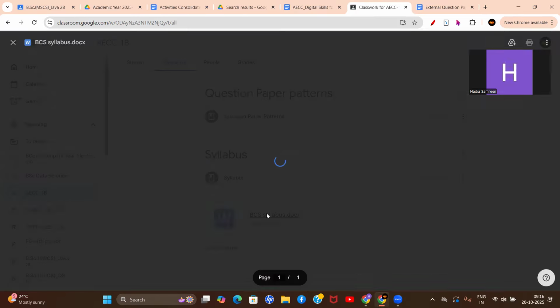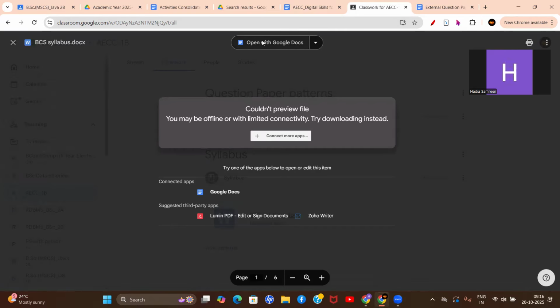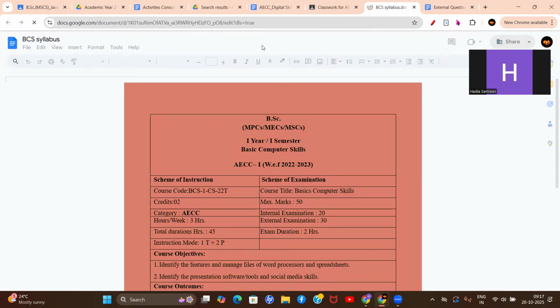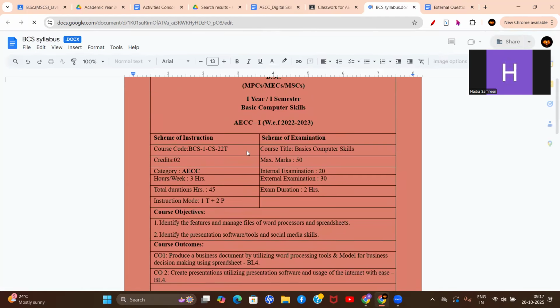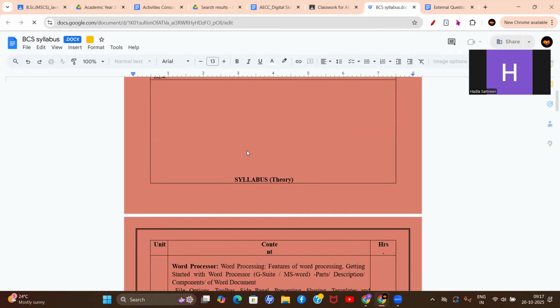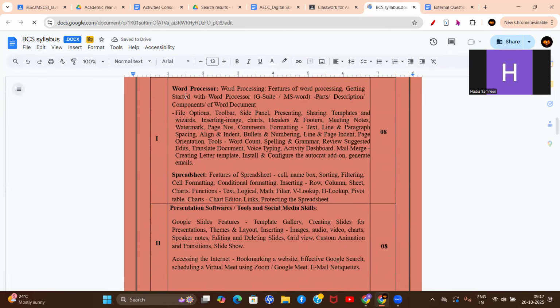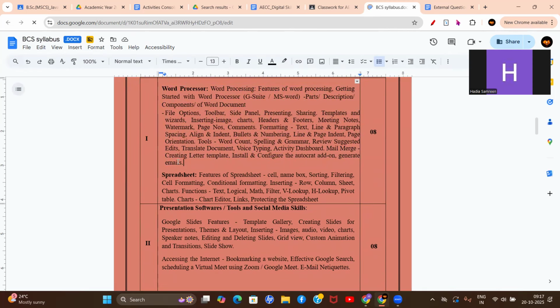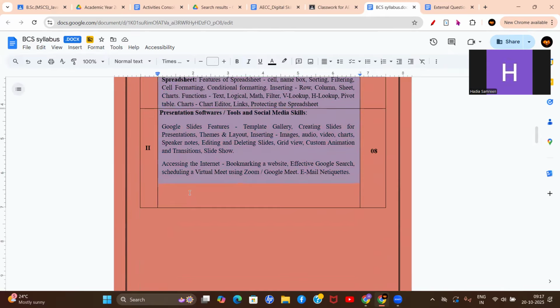So let's go to our syllabus. This is our AECC syllabus. What is our first unit about? The first unit is all about Google Docs and Google Sheets. This is Google Docs. This is Google Sheets. And the second unit is Google Slides and accessing the internet.